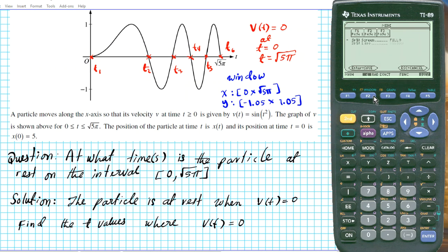So we have the window. Where's my window? There goes the window again. Root 5 pi was changed into its decimal equivalent. So let's go ahead and graph the function. Okay, so hit graph.